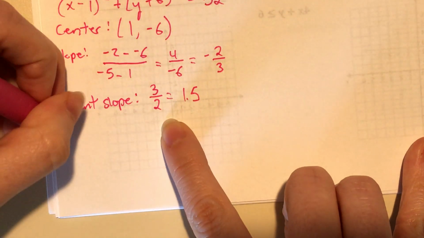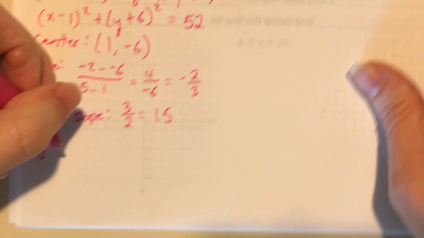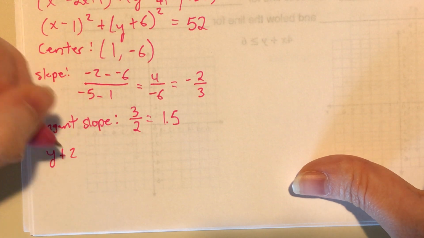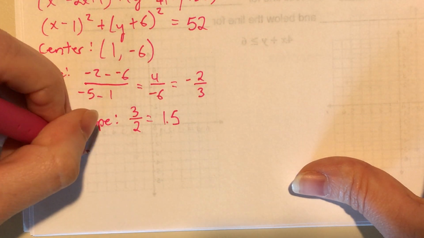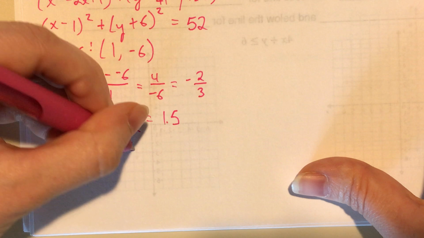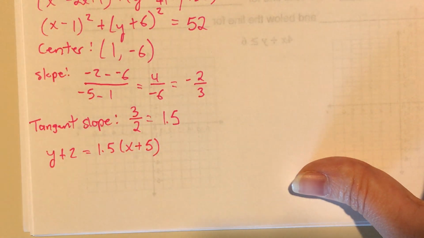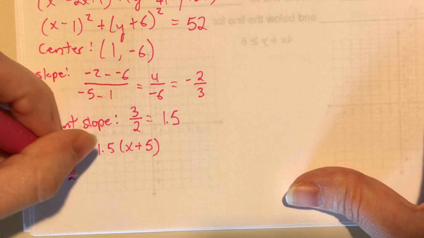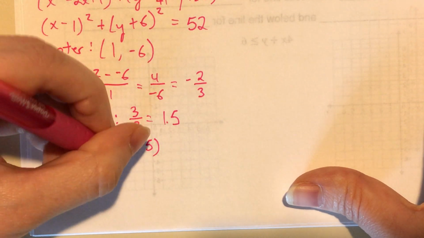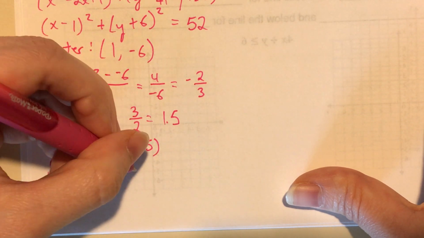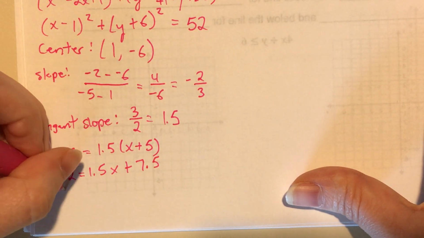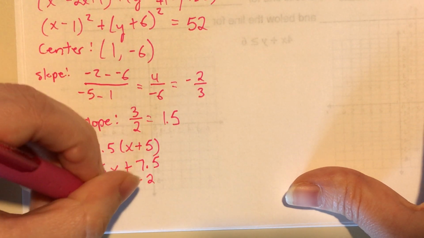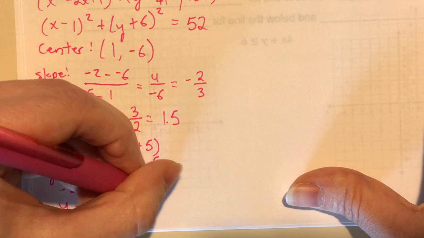So we've got y minus y1. That's the coordinate from up here. Y plus 2, because it's y minus negative 2, equals 1.5, parentheses x plus 5, because it's x minus negative 5. And then we're just going to simplify that out. So y plus 2 equals 1.5 x plus 5 times 1.5, 7.5. And then we'll subtract 2 from each side, and we get y equals 1.5x plus 5.5.